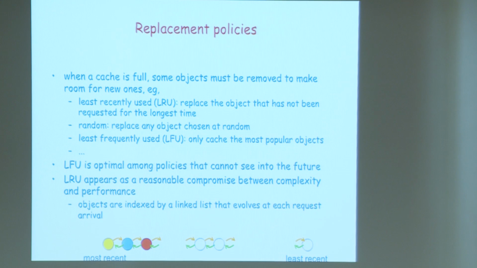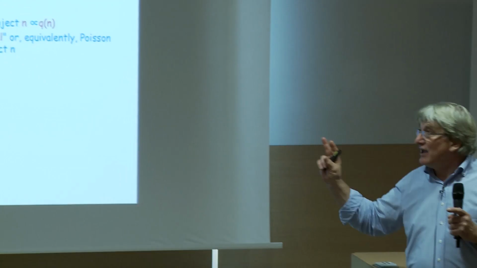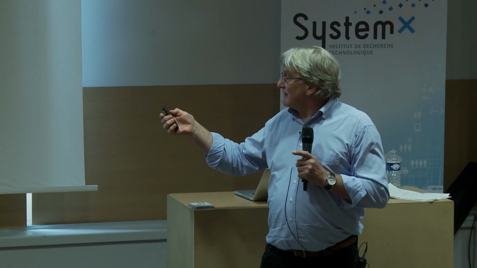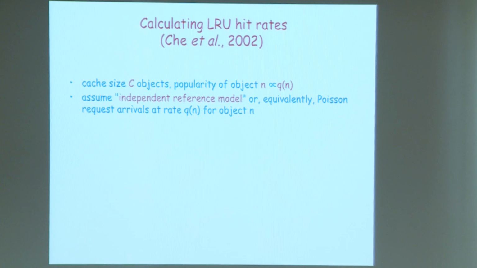Now I'm coming to a slide which you're not going to understand because I'm going to go through it very quickly, but I just wanted to include it because it's indicative of the kind of models we use. It's a very neat model for calculating the hit rate for a given request process, assuming the independent reference model. This was proposed by Che and a couple of other authors from the US, actually Chinese from the US, and they were working on this for web caches at the time.